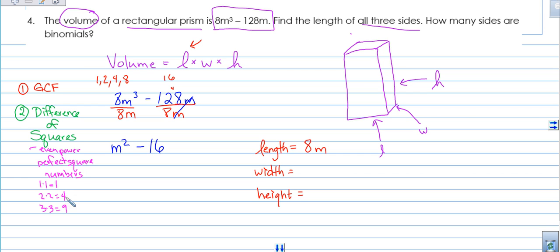Okay? So you ask yourself, do we have a perfect square here or an even power? Yes, we do. 2 is an even number. So that one's a perfect square, and it's really like m times m. Okay? And then 16, is that a perfect square number? Yeah, because it's 4 times 4. Okay? So that's a perfect square also. So that means that we can break it down into two different factors. Okay? Gotta make sure it's subtraction though. If it's addition, it will not work.